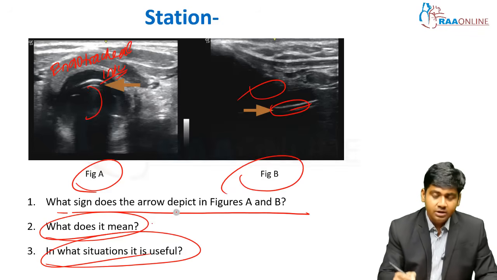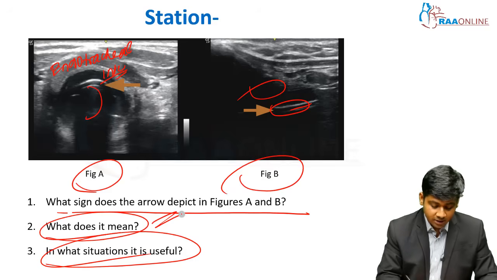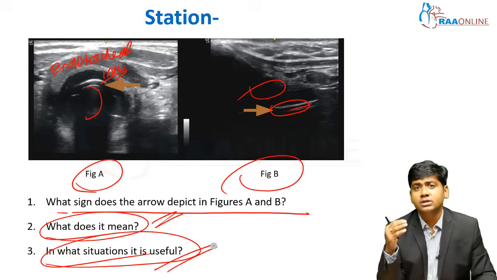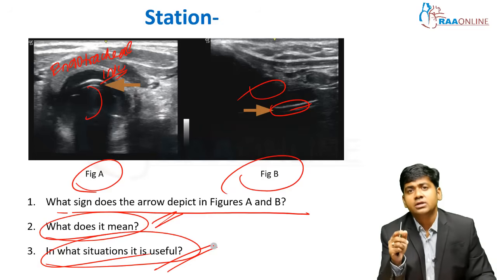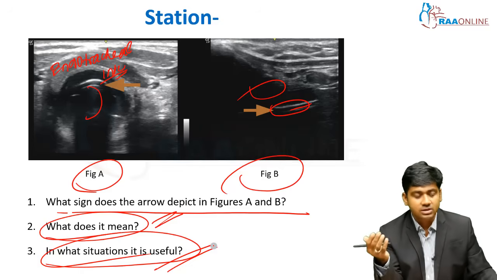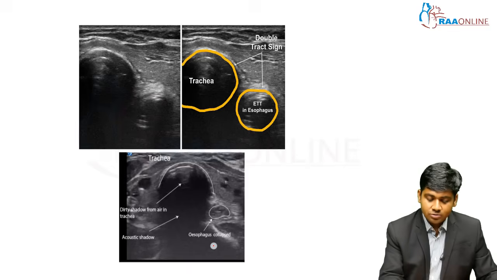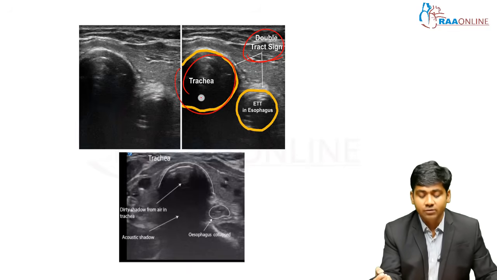Fine. What does it mean? The tube is present in the trachea. In what situation is it useful? We can monitor the endotracheal tube placement, and in case of difficult airway, when you negotiate the tube into the trachea, we can easily see it through the ultrasound. Also, in awake fiber optic intubations, with the help of ultrasound, we can easily see the tube going into the trachea. So it is known as the double track sign. When there is oesophageal intubation, we get a double track sign.